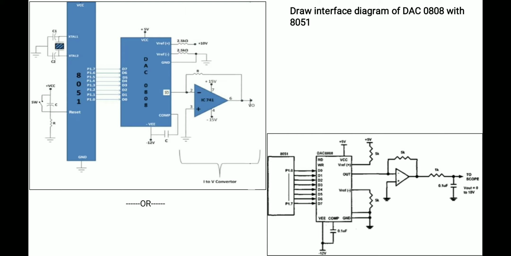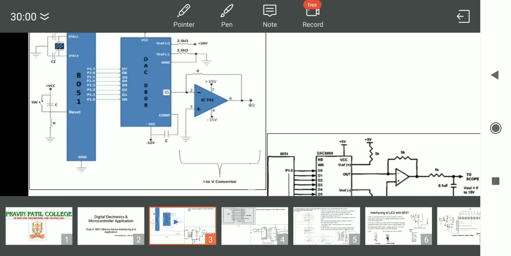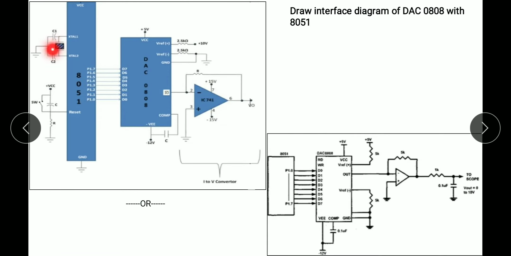So we have to draw first the 8051 pin diagram, and in the pin diagram, the most common things which we use in the various interfacing diagrams are the crystal oscillator, that we show here, like this, that is XTAL1 and XTAL2. So this is common for all the interfacing diagrams. After that, this reset pin, this is also common for all the interfacing circuits.